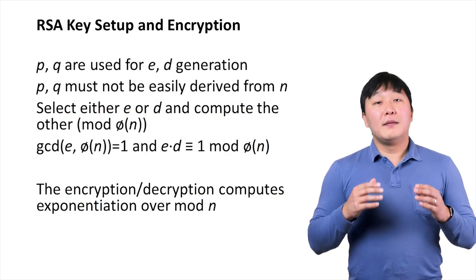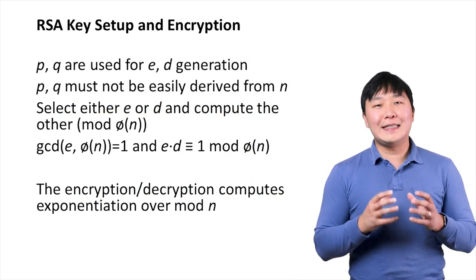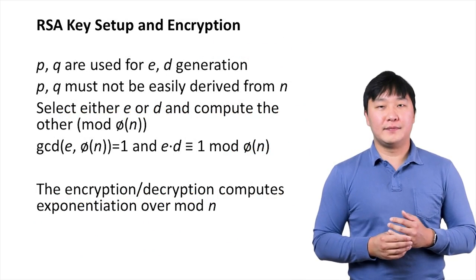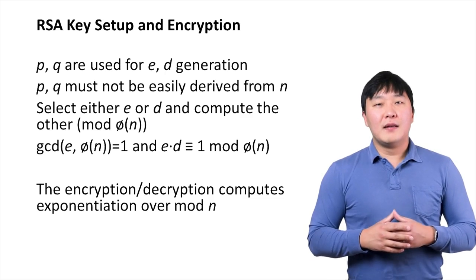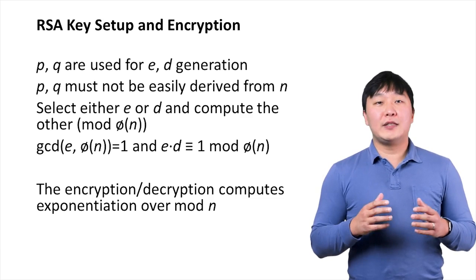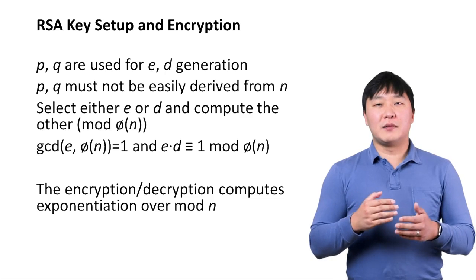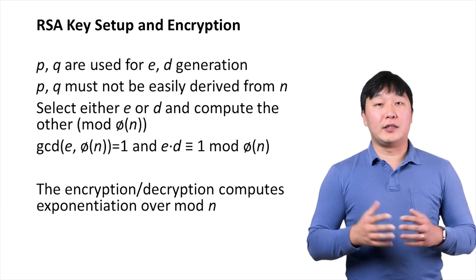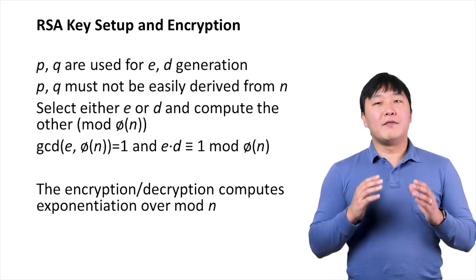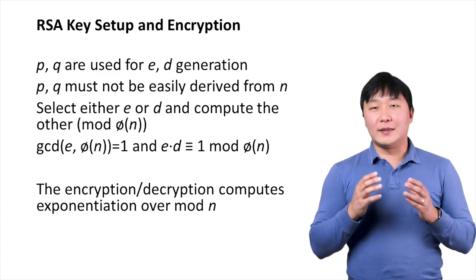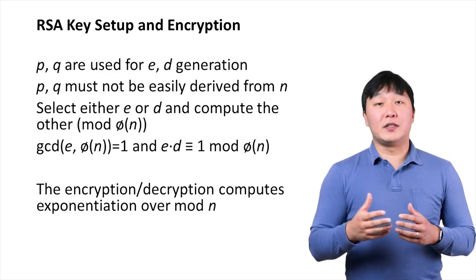To recap, P and Q, which do not leave the local user, are used for the E and D for key generation, where E is the public key and D is the private key. By the prime factorization assumption, P and Q are not easily derived from n, and n is public and serves as the modulus in the RSA encryption and decryption. The key setup involves randomly selecting either E or D and determining the other by finding the multiplicative inverse mod phi of n.